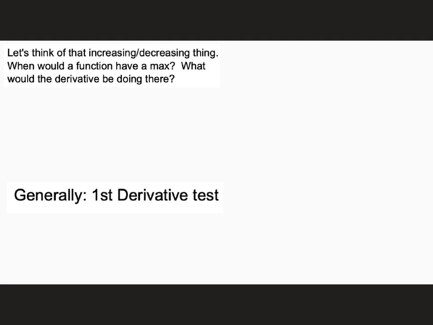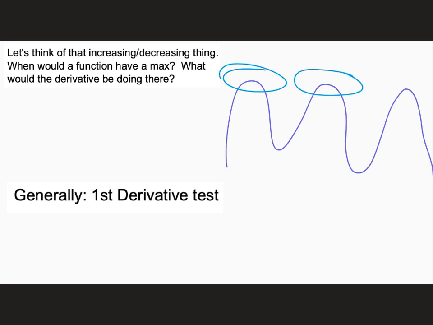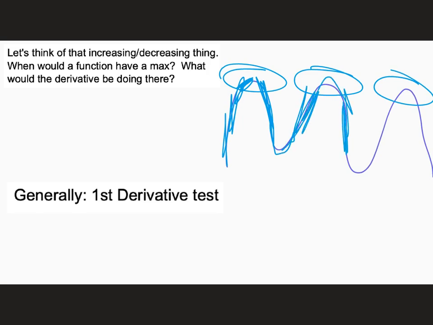When would a function have a max? What would the derivative... Oh, okay. So we have some sort of graph. I made a differentiable one. Let's think about each of these places where we have a max. I feel like I just made ghosts with halos. But anyway, where would the function have a max? What would the derivative be doing there? Well, we just talked about the derivative is positive because the function is increasing. The derivative is negative because the function is decreasing. The derivative is positive and then negative. So the derivative changes positive to negative, right?